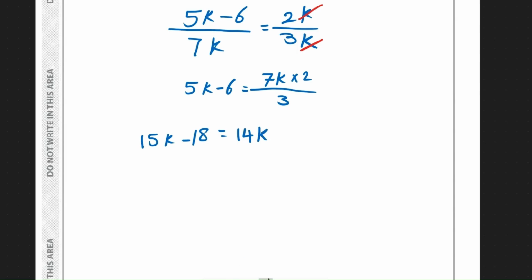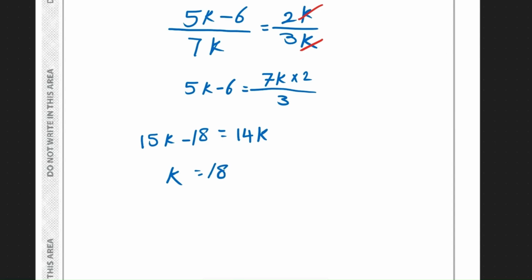Now we need to rearrange again. So 14k goes to the other side as a minus since it's positive, and minus 18 goes to the other side as a positive. And why do we do this? We need to collect the k's on one side. So 14k goes to the other side as a minus, 15k take away 14k is 1k. Minus 15, bring it over to the other side, that means k equals 18.